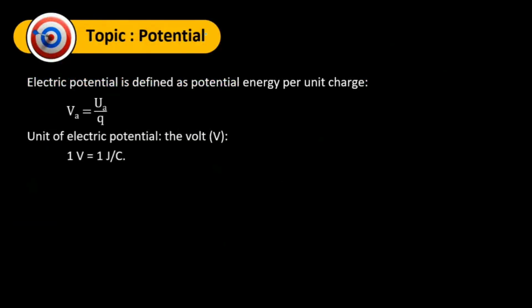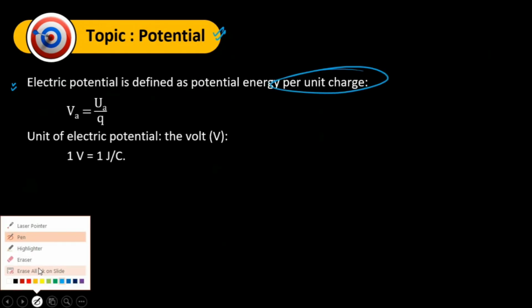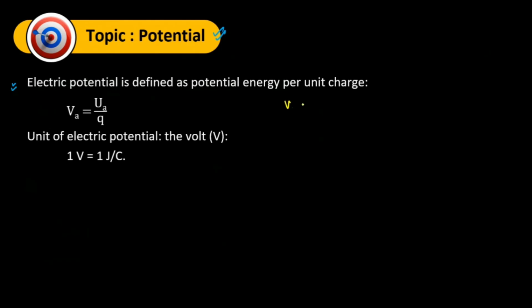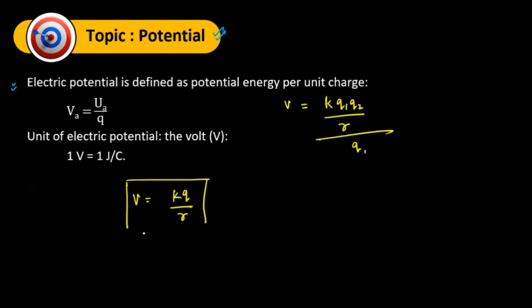Now let's talk about what is potential. Potential energy is different. Potential is different. So potential is defined as potential energy per unit charge. You can simply find it out. For example, potential is represented by V. It is equal to potential energy per unit charge. We know potential energy is K Q1 Q2 over R. So if we just divide the whole thing by Q1, we'll get potential as K Q over R. This is the relation for potential.